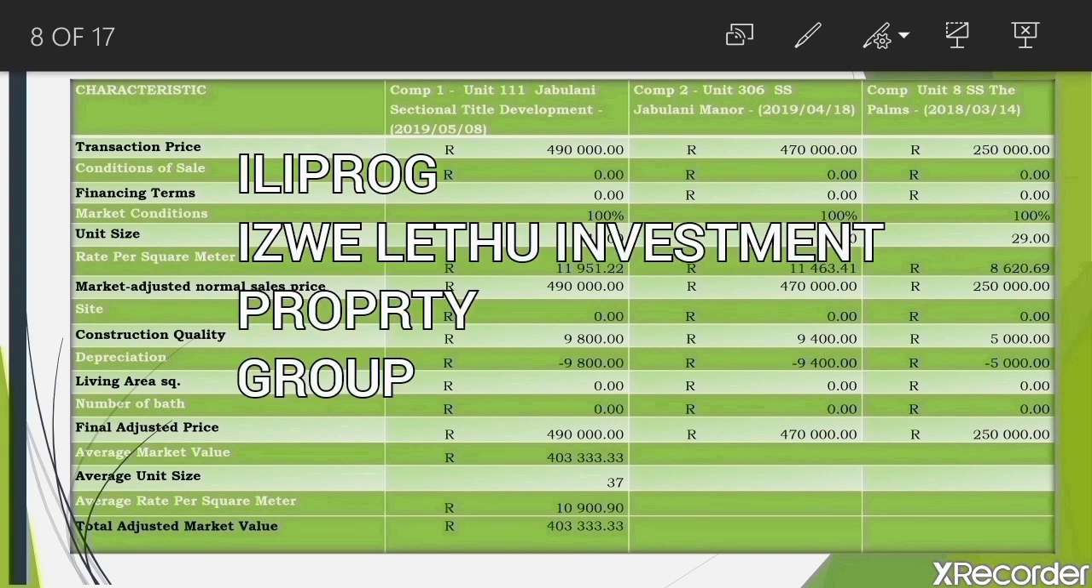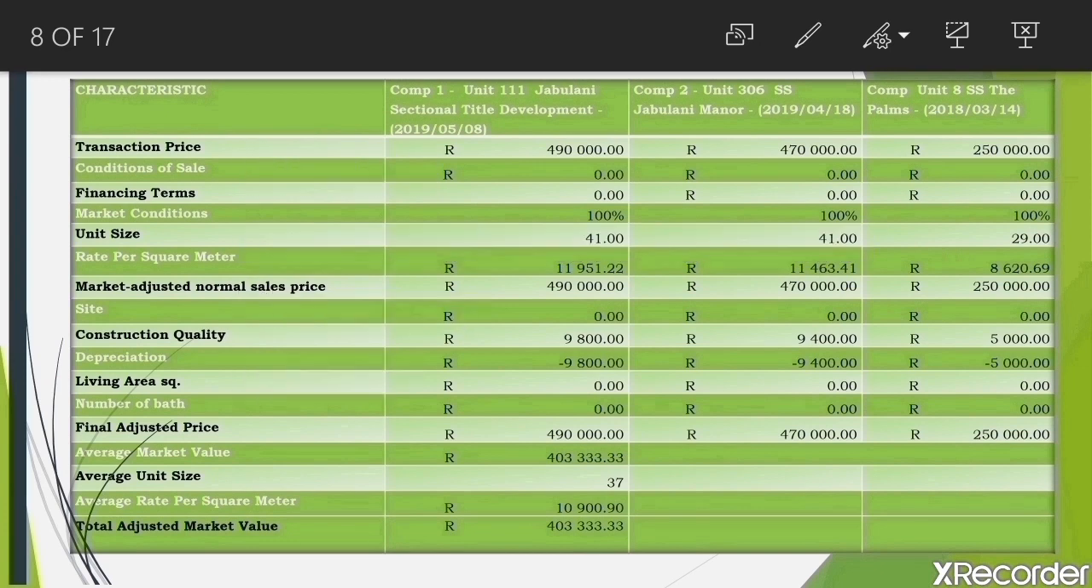2. Investment model. This section is based on responses received from the survey conducted, with findings confined in Soweto, mainly for illustration purposes on what can be achieved. We took a total of 3 units as our comparables and looked at their characteristics in terms of the transaction purchase price, the conditions of a sale, the financing terms and market conditions, the size of the unit, the rate per square meter, market adjusted normal purchase price, the site, the construction quality, the depreciation, the living area, the number of bathrooms, and finally the adjusted purchase price.